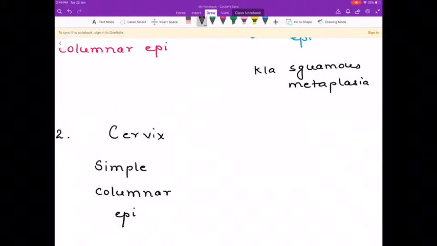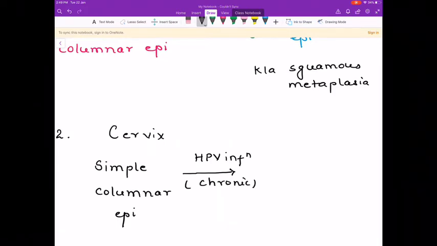When this particular type of epithelium, which is very delicate, is exposed to chronic irritation and chronic inflammation due to HPV infection, human papilloma virus infection, which is chronic in nature, then this delicate epithelium will be changed into another type of mature epithelium, which is stratified squamous epithelium. Again, 3 MCQs from this particular line.